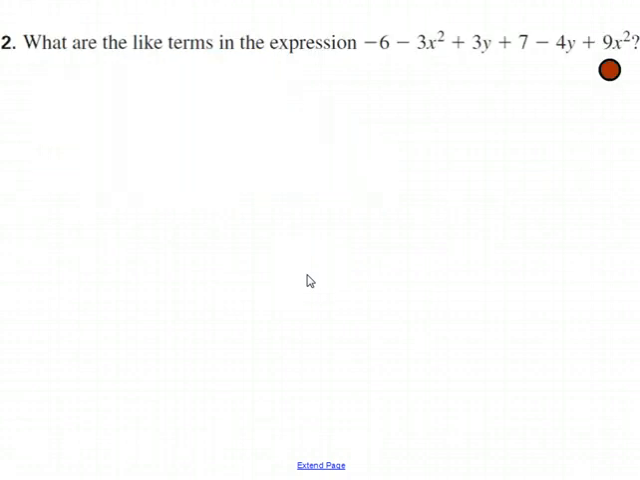Okay, and then second one. This one, go ahead, simplify this expression down as much as you can. Hit the pause button and simplify it as far as you can. Okay, I'm going to assume that you've not only identified the like terms, but you've combined them. If you haven't, hit the pause button again and go ahead and combine, because I want you to simplify this as far as you can.